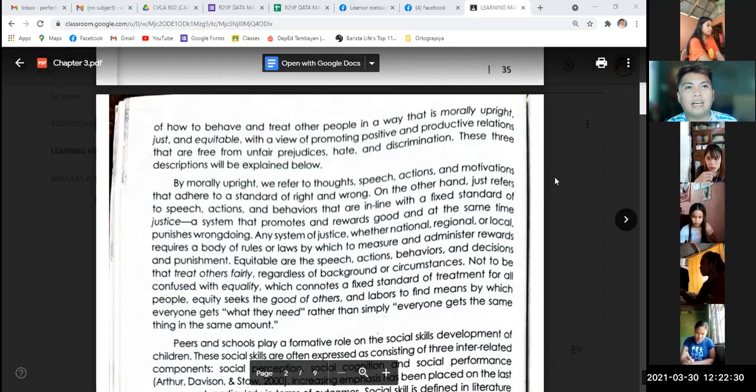Sabi nga nila, ito two conflicting words eh. The end doesn't justify the means. Or the means doesn't justify the end.